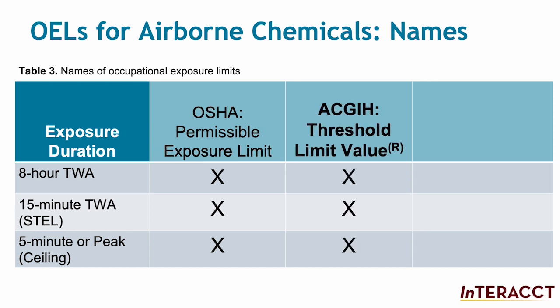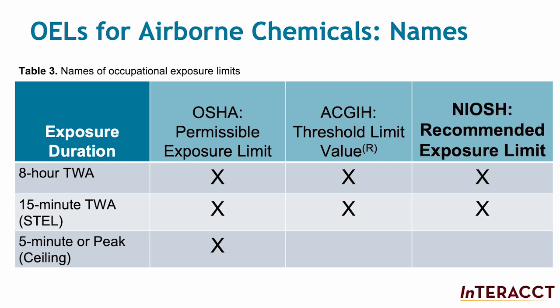OELs set by the ACGIH for airborne chemicals are termed threshold limit values, or TLVs, and these may be of any duration. OELs set by NIOSH are termed recommended exposure limits and also may be of any duration.